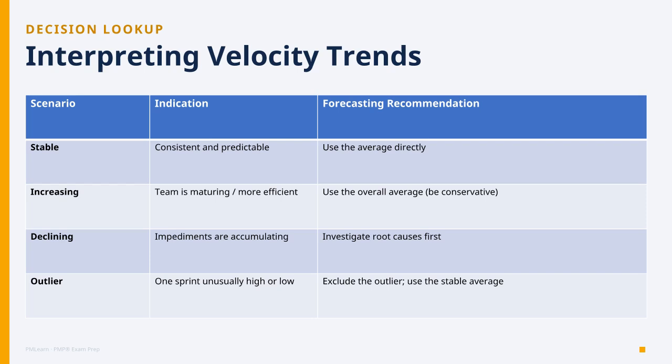Outlier? One freak sprint, high or low. Exclude it. Use the stable average. Memorize this row by row. Scenario questions test it directly, especially the declining and outlier cases.